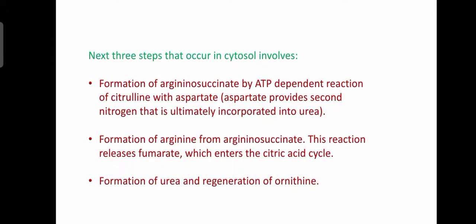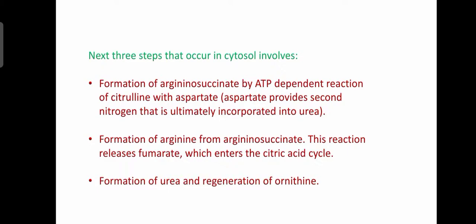Next, the 3 steps that occur in the cytosol. In the first slide, we already saw that there are 5 sequential steps in the urea cycle: 2 steps take place in the mitochondria and another 3 steps occur in the cytosol. We can look at what the 3 steps are. The first step is the formation of argininosuccinate by an ATP dependent reaction of citrulline with aspartate, or aspartic acid. It is an amino acid which provides the second nitrogen that is ultimately incorporated into urea.